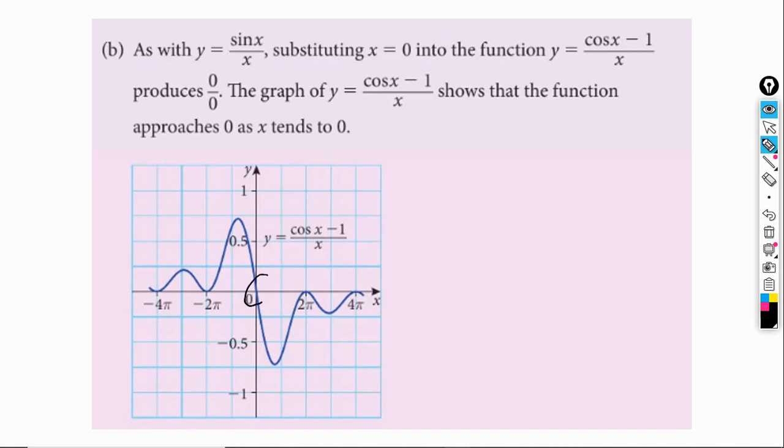Well, you can see it right here. The function tends to 0, right? So we can say then that the limit of cosine of x minus 1 over x as x approaches 0 is 0. And this is also another important limit that we will need to solve problems with trigonometric limits.